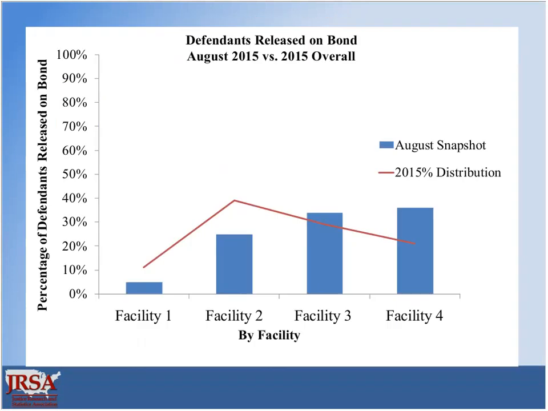So this is what I consider better, but still not perfect. As you can see, this is by facility. This is released on bond, August 2015 versus 2015 overall. The blue is what happened in August. The red is 2015. The chart goes all the way up to 100%. Both the axes are labeled. And what we did here is that we made the year a line so that it's distinct and separate from the bar graph. This actually displays the message.